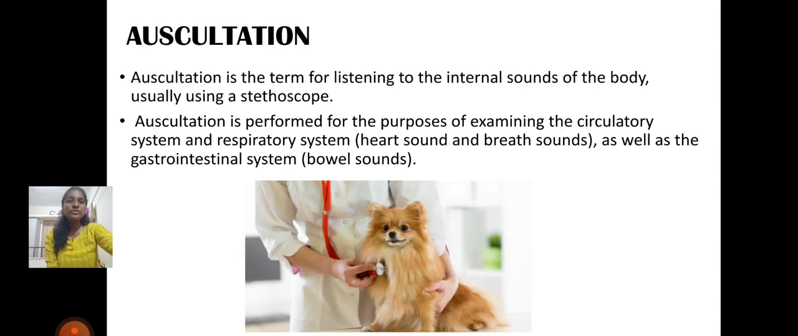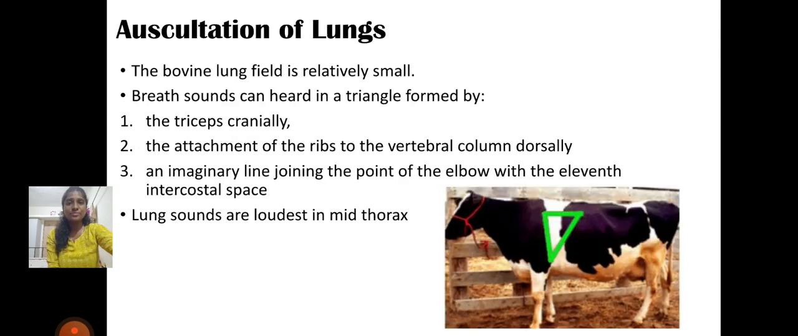Auscultation is the term used for listening to the internal sounds of the body, usually using a stethoscope. It is performed for the purpose of examining the circulatory system and respiratory system, that is, the heart sounds and the breath sounds. It can also be used for gastrointestinal sounds like bowel sounds.